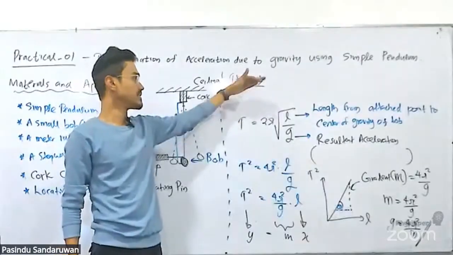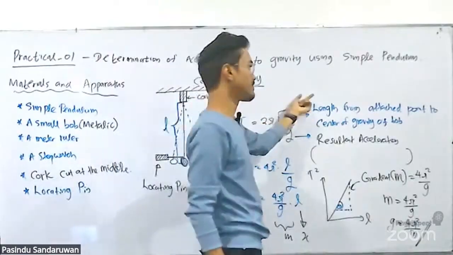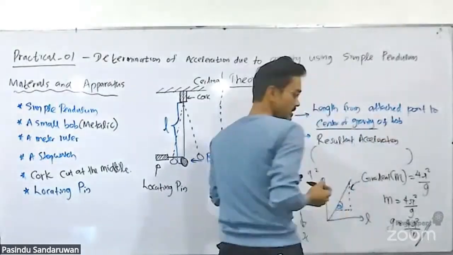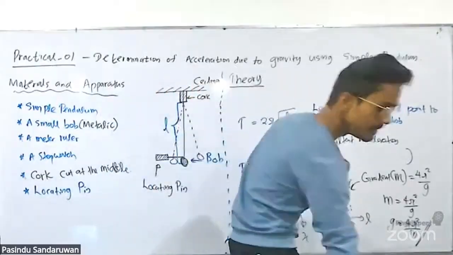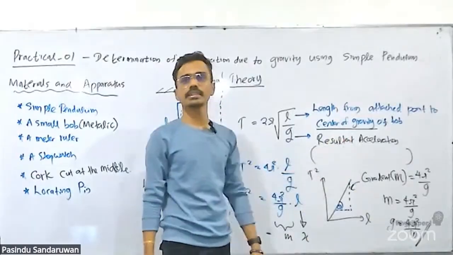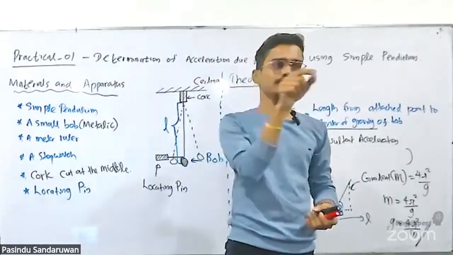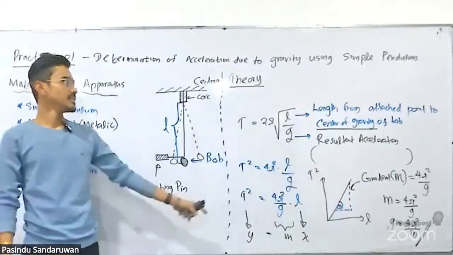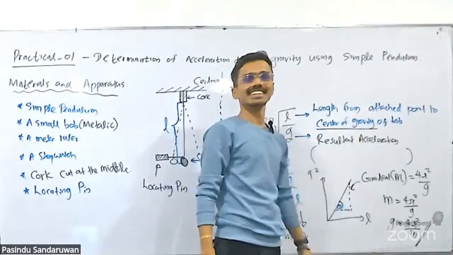Right, take down this as a theory. Write down the equation T equals 2 pi root L over G, and L is the length from the attached point to the center of gravity of the bob. This is very important: the center of gravity of the bob. And G is the resultant acceleration.